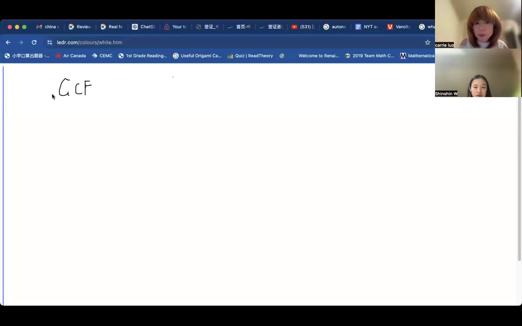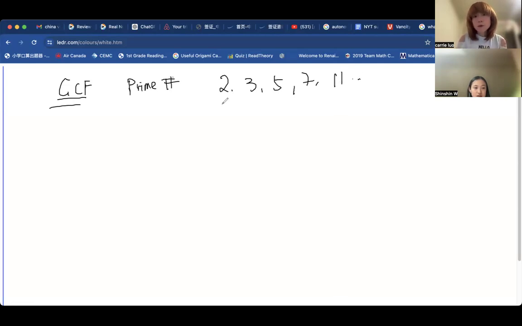Okay, Xinxin, when we do the greatest common factor, we all know that it's starting with the prime numbers, right? So we start with 2, with 3, with 5, with 7, with 11, etc. So do you know that all of them actually have a divisibility rule?